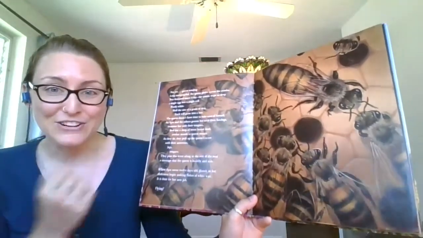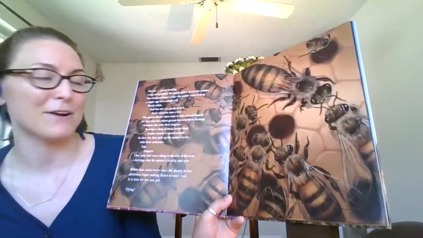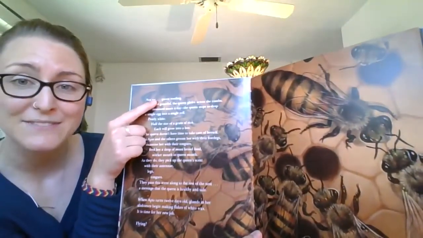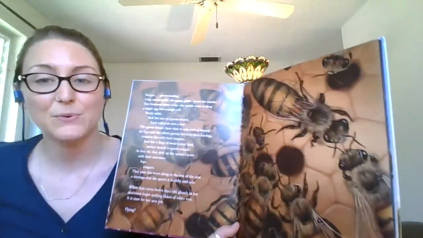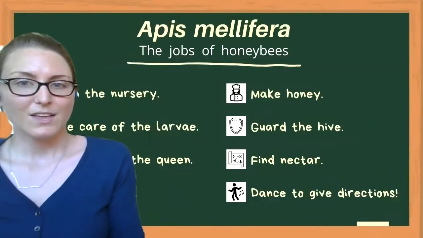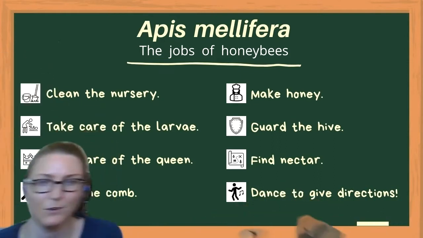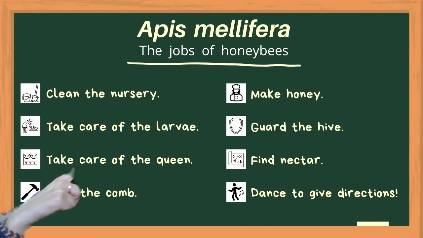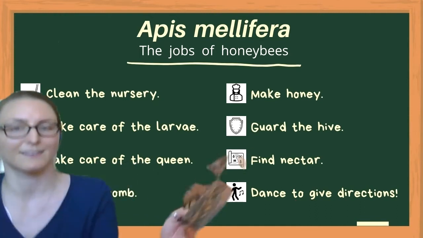All right, so a third key detail for why Apis mellifera are so busy is she is queen tending, which is another way of saying that Apis is taking care of the queen. So over here, we have a picture of a crown to help us remember that Apis takes care of the queen.